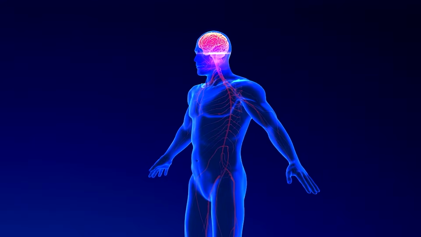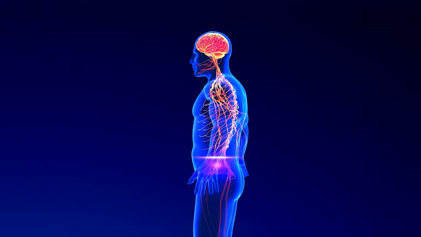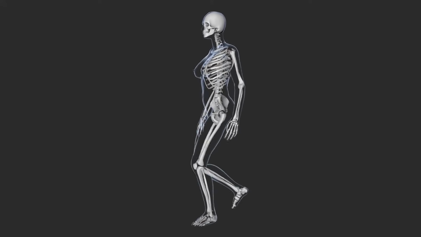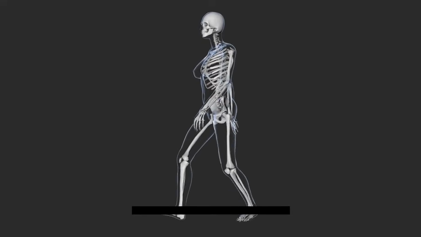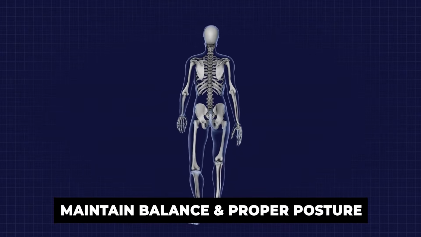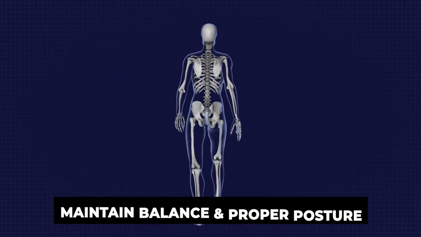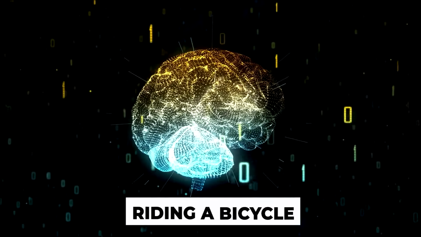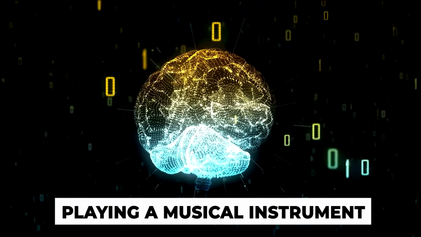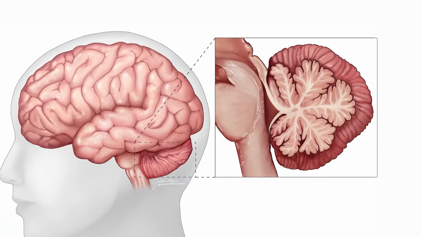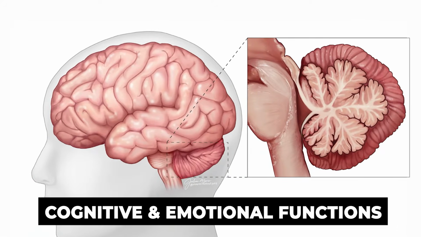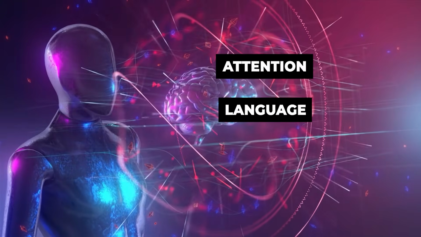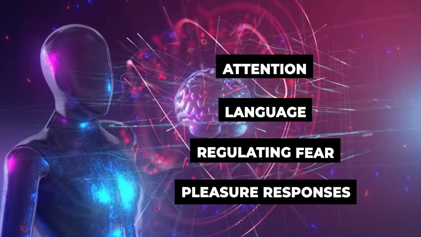The cerebellum plays a key role in fine-tuning motor activities. While the cerebrum might initiate a movement, the cerebellum makes adjustments to ensure the movement is smooth and precise. It helps maintain balance and proper posture, particularly when the body is in motion. The cerebellum is essential for tasks that require practice and repetition, such as riding a bicycle or playing a musical instrument. More recent research has revealed the cerebellum's involvement in certain cognitive and emotional functions. This includes processes like attention, language, and regulating fear and pleasure responses.